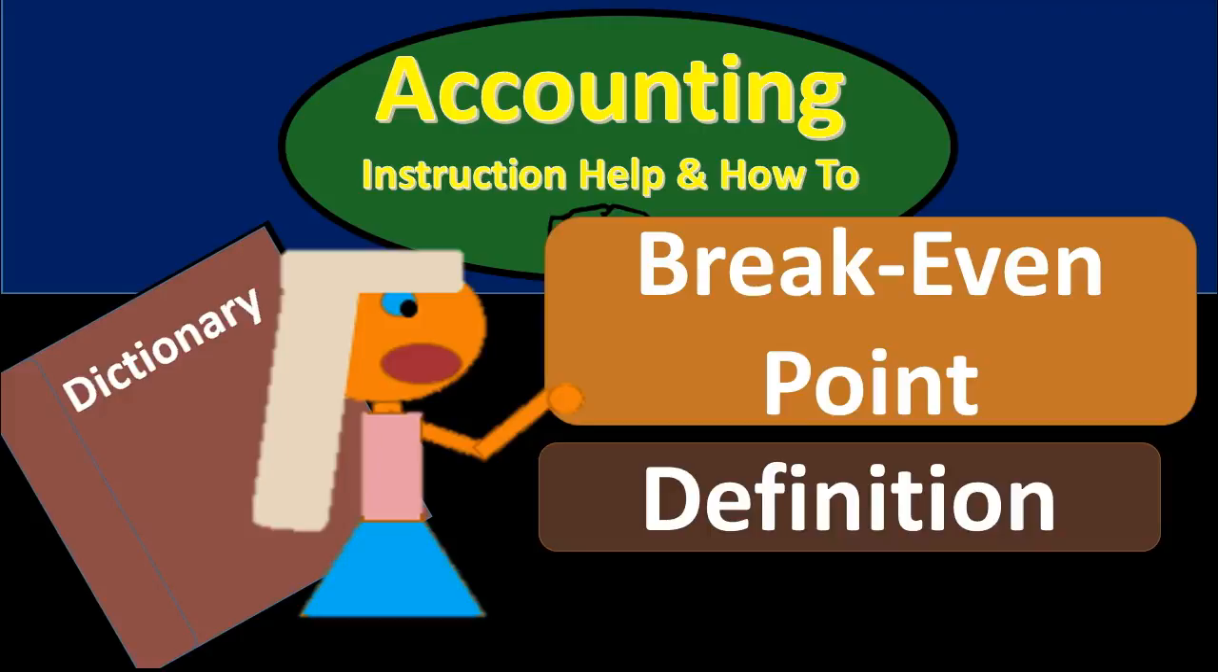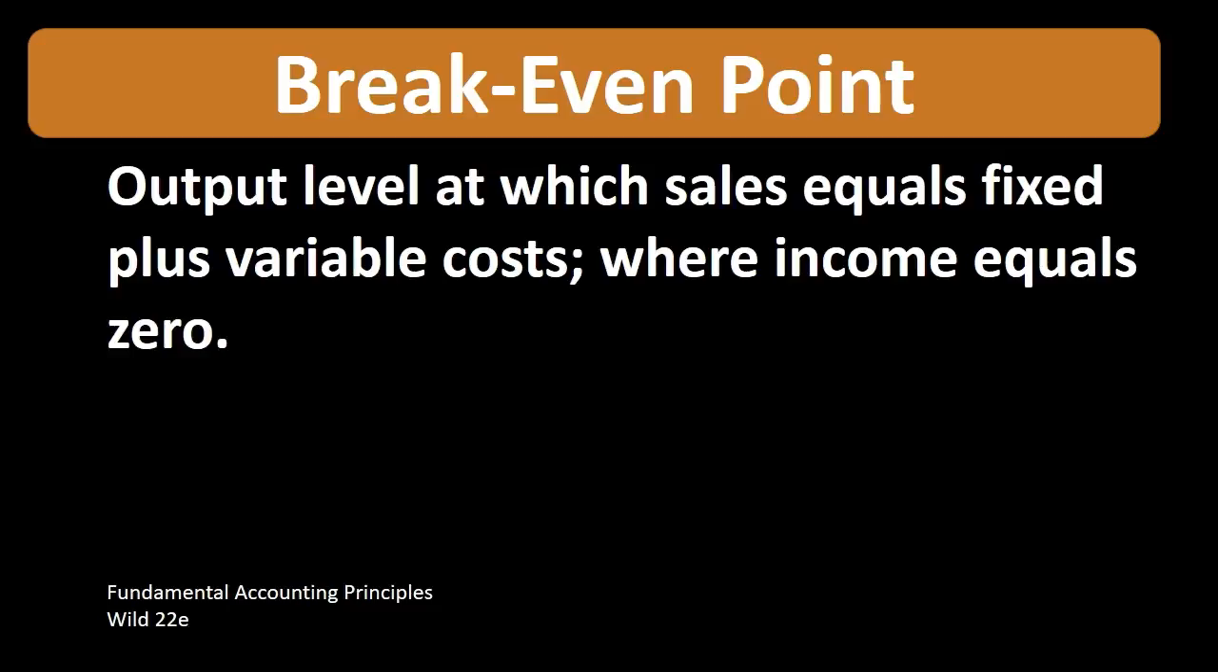Hello, in this presentation we will define the break-even point. According to Fundamental Accounting Principles, Wild 22nd edition, the definition of break-even point is the output level at which sales equals fixed costs plus variable costs, where income equals zero.